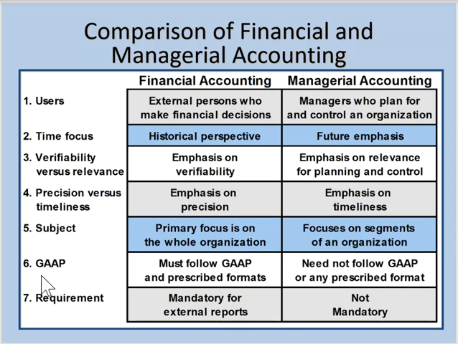Generally accepted accounting principles apply to financial accounting. It has to conform to GAAP, whereas managerial accounting is not bound by GAAP. So we can prepare any kind of report that we feel will help us make better business decisions. It does not have to follow any prescribed format or GAAP. And finally, managerial accounting is not mandatory. It's not something that's required to be used, whereas financial accounting is mandatory because we have various outside parties that are going to require periodic financial reporting.